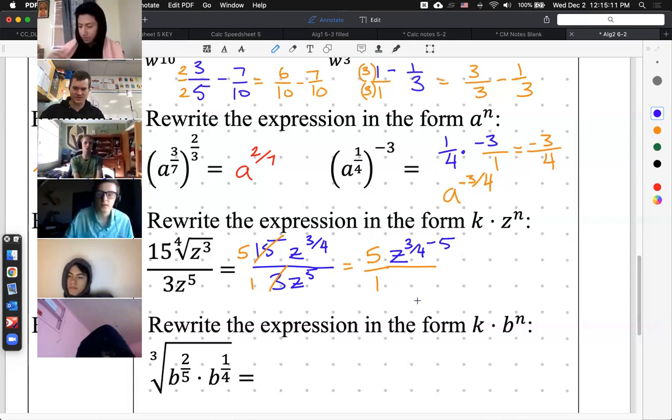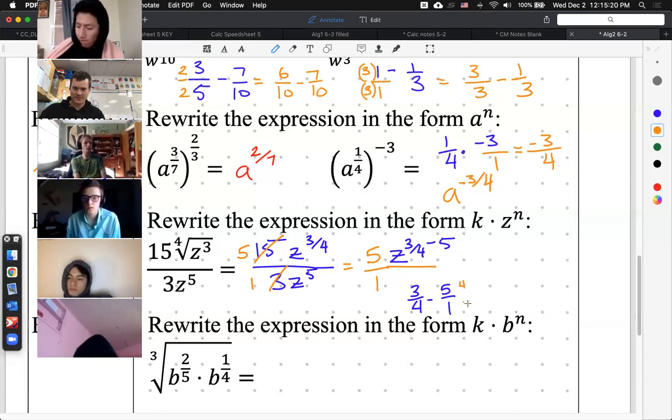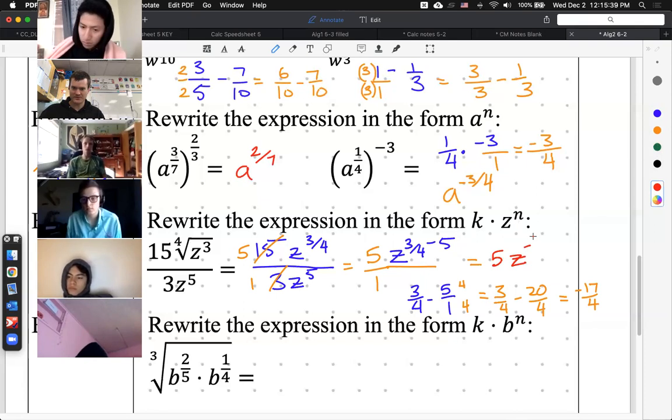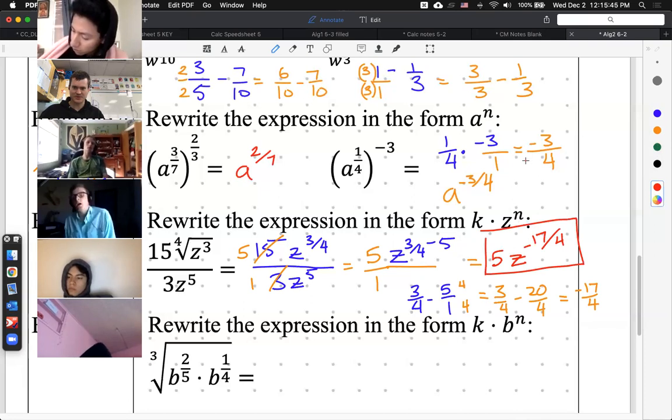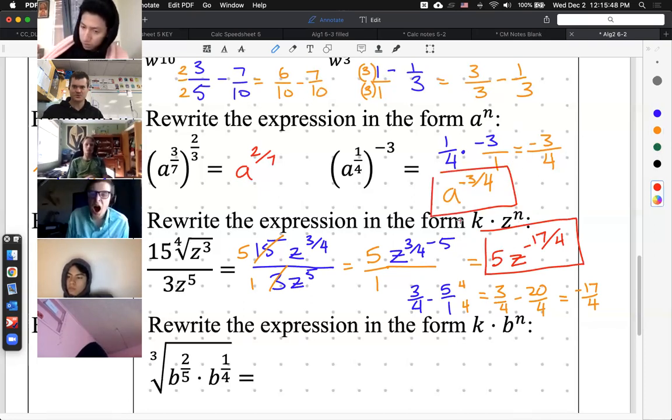And we need to do some scratch work. What is 3/4 minus 5 over 1? I'm running out of time, so I have to just kind of rush through this. Sorry, guys. Multiply the top and bottom here by 4, and I'm going to get 3/4 minus 20/4. Now that I have like denominators, 3 minus 20 is negative 17. Denominator is still the same. And our final answer, I'll write it in red, is 5z to the power of negative 17/4. Final answer, and box it. Definitely box it because there's a ton of work happening here. Should have boxed the last one too. Yeah, a little bit harder.